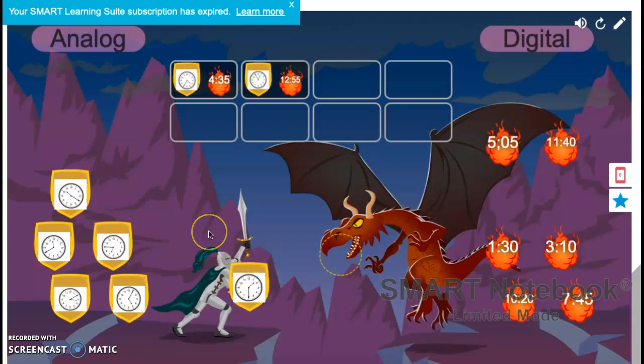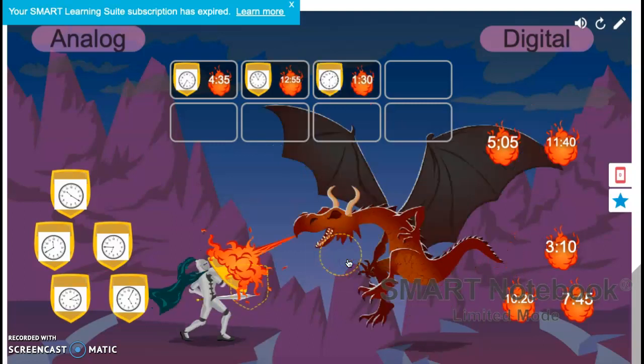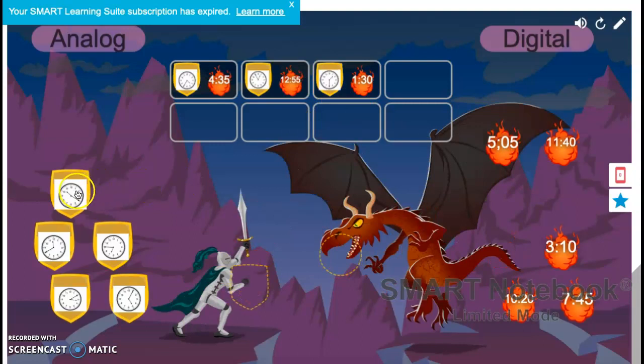Okay, the next one. The hour hand is between the 1 and the 2, so it's 1 something. I'm looking at my fireballs, and the only one I have available is 1:30. The minute hand is on the 6, so I know 6 times 5 is 30, so that is a match. Let's look at the next one.